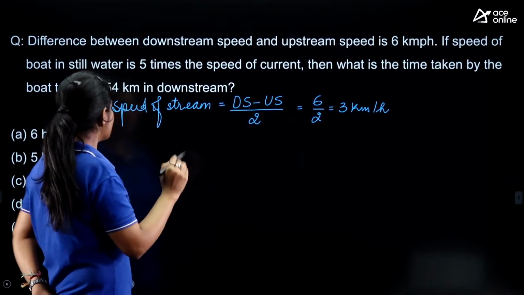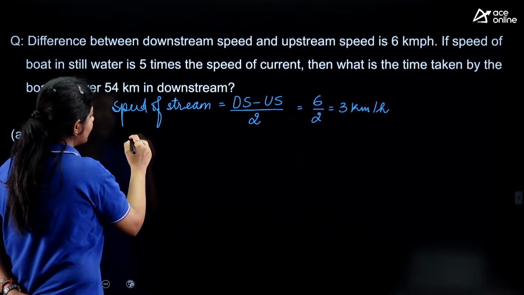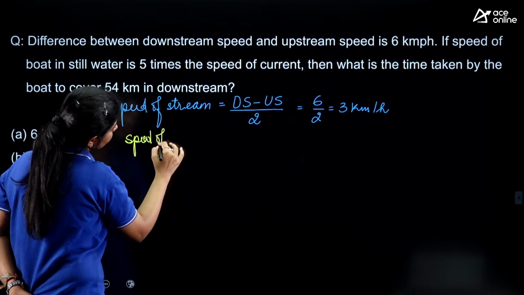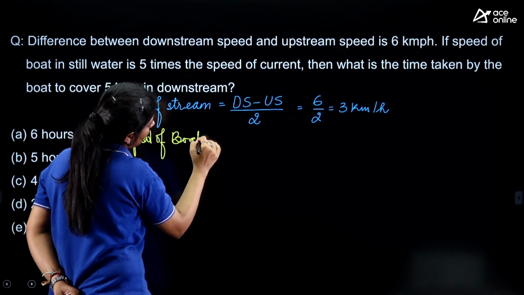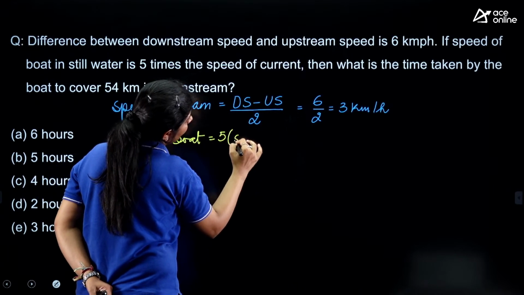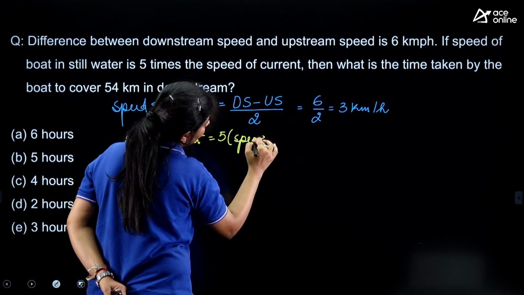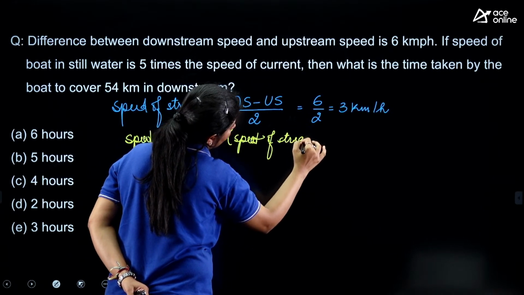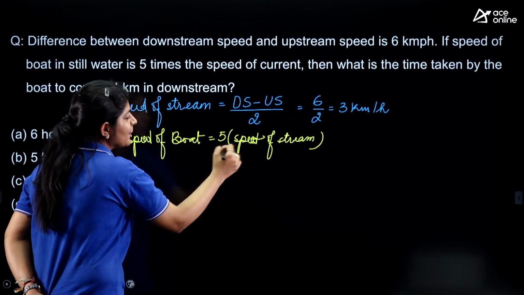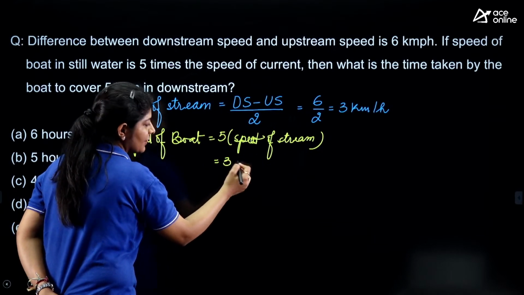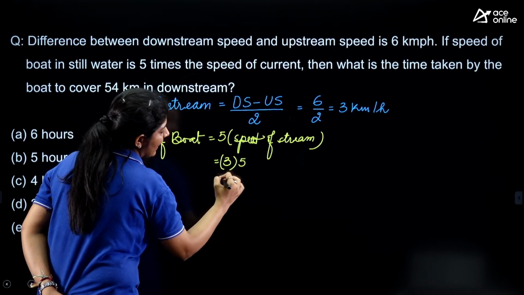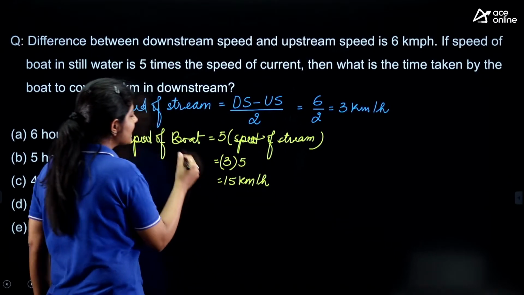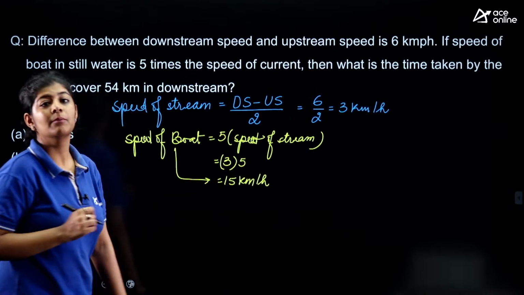Now the question is also saying one more thing, that the speed of the boat is 5 times the speed of the stream. So the speed of the stream is 3, multiplied by 5, and here we got our answer as 15 kilometers per hour. This is the speed of the boat.